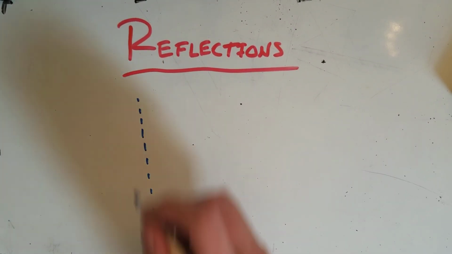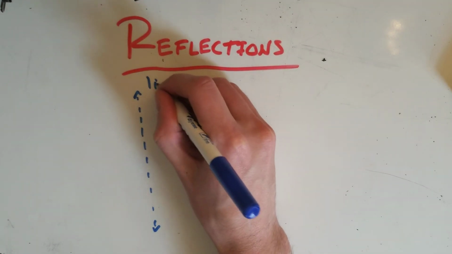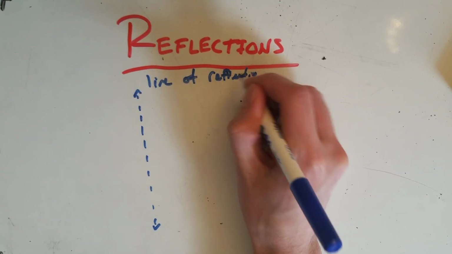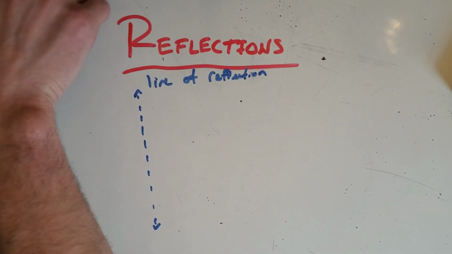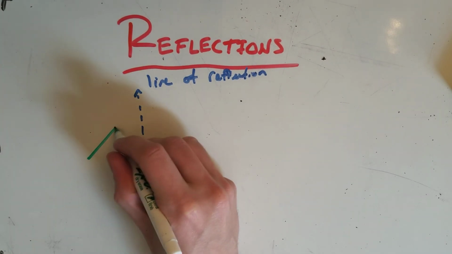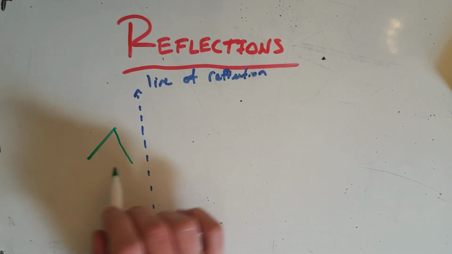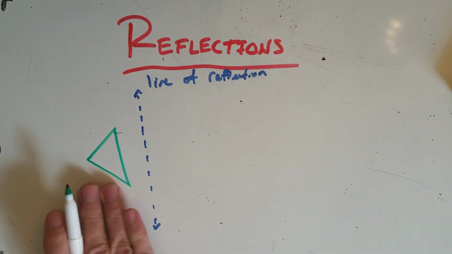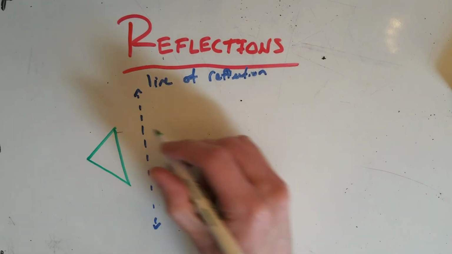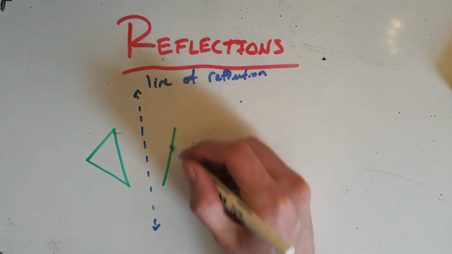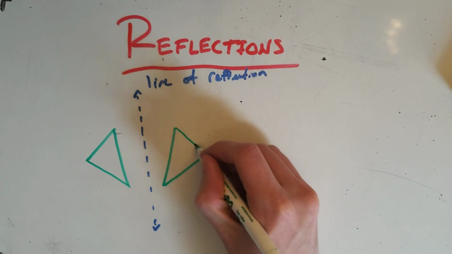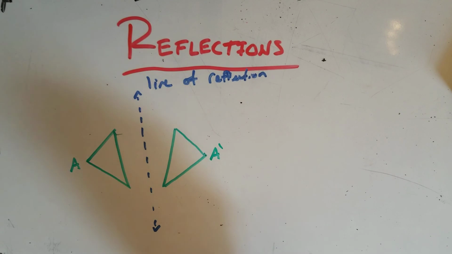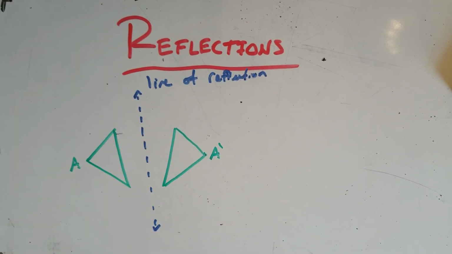So for example, let's say this is our line of reflection. That's the line we're reflecting over. And let's say we have a triangle that looks like this. If we're reflecting over this line, the reflection, like looking in a mirror, is going to be like this. This would be reflected. This would be A, this would be A prime. So you're reflecting over the line.